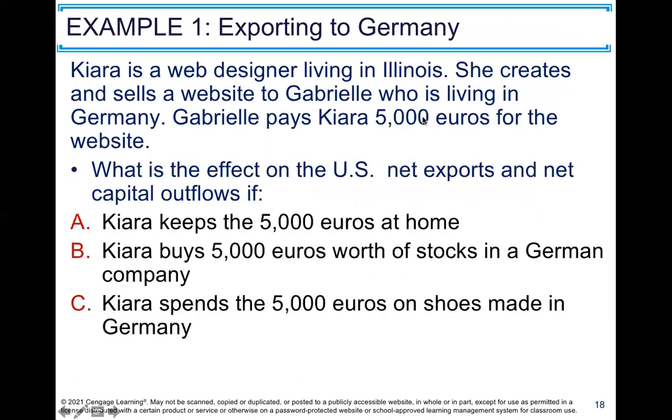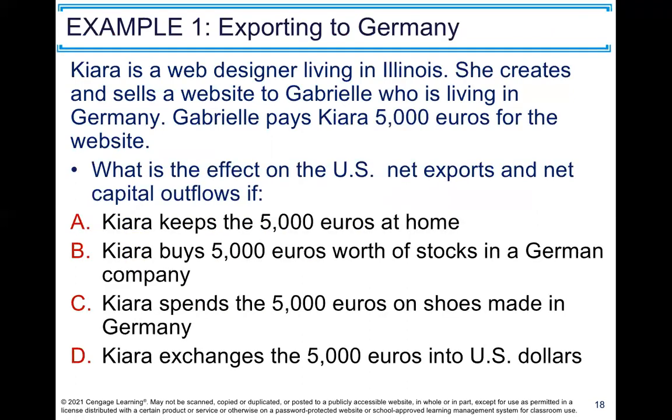Okay, so let's look at an example. We're going to say that Kiara is a web designer in Illinois. She creates and sells a website to Gabrielle, who's living in Germany. Gabrielle pays 5,000 euros for the website. What is the effect on the US net exports and net capital outflows if A, B, C, and D? So A says if Kiara keeps the 5,000 euros at home.